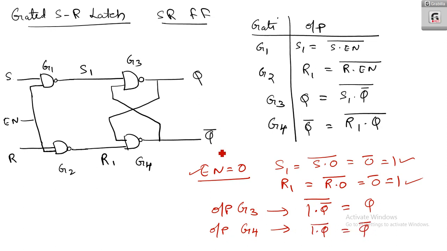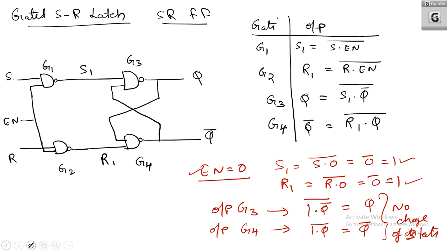That means when enable is 0, whatever the state of the system is, it will remain there. There is no change of state. Whatever input is coming in, you will get Q or Q bar as before. If enable is 0, nothing will happen. Whatever the present state is, whether Q is equal to 1 and Q bar is 0, or Q is equal to 0 and Q bar is 1, it will remain there. That is the first case.